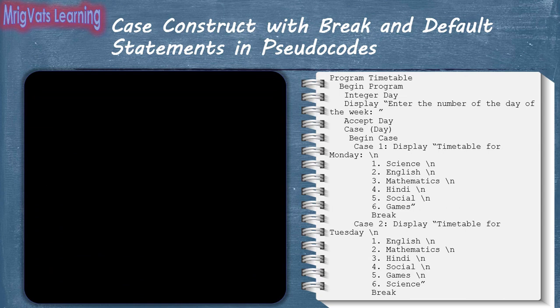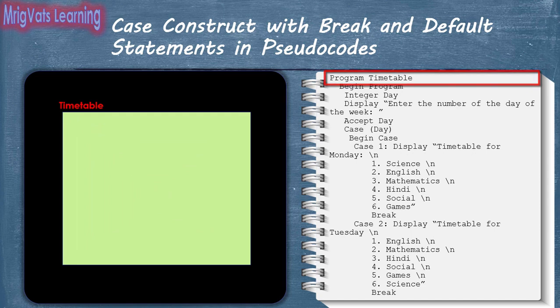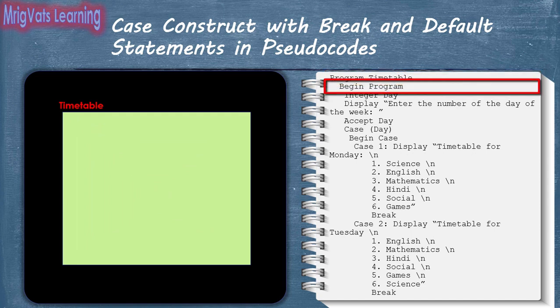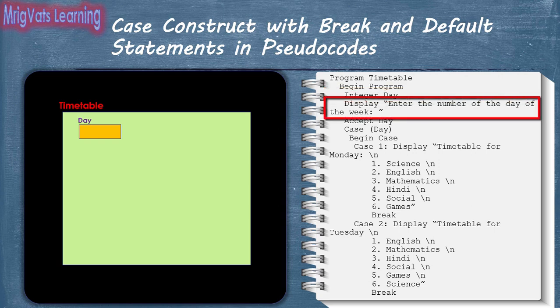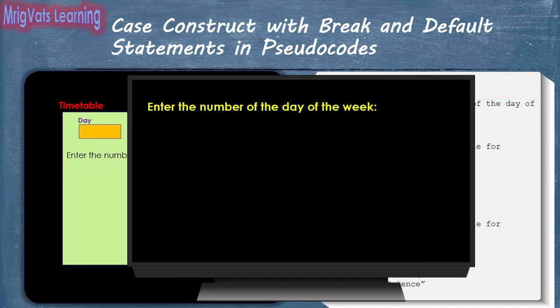As soon as you run the timetable program, the computer reserves a memory block for the program, which is enclosed between the begin program and end program statements. With the integer statement, the program declares and creates a variable day of integer type at a random location within the memory block allocated for the program. When the display statement is run, the program writes the "Enter the number of the day of the week" text in the memory allocated for the program. The display statement takes the text as an input and displays it on the virtual display board.